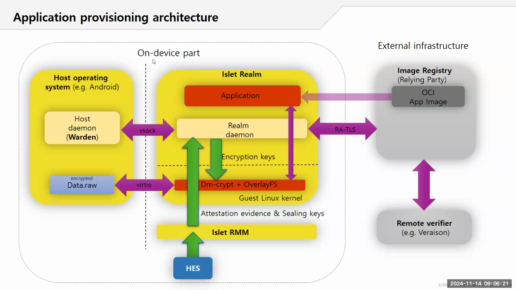As a realm guest, we run our base realm image that provides a lightweight Linux OS together with the realm daemon. And the realm daemon is responsible for the actual provisioning process. It takes care of a setup of secure storage, downloading, verification, and launching of confidential applications. And at the bottom of this diagram, we have our core components, namely the Islet RMM and our hardware enforced security module. These components, apart from providing security to the whole CCA stack, produce attestation evidence and sealing keys required for secure storage.